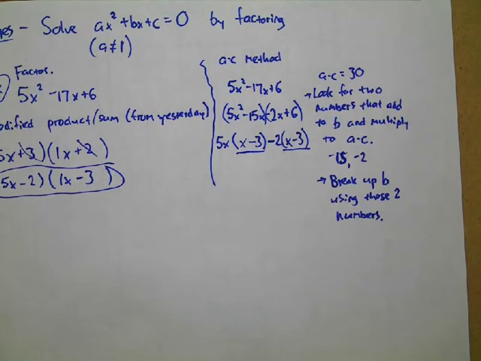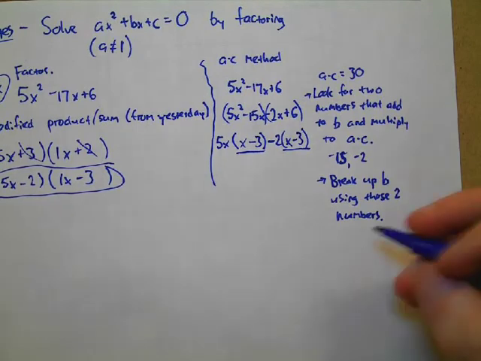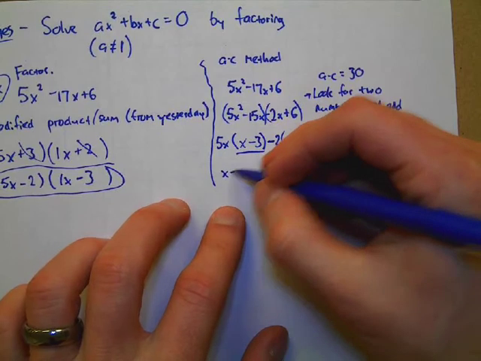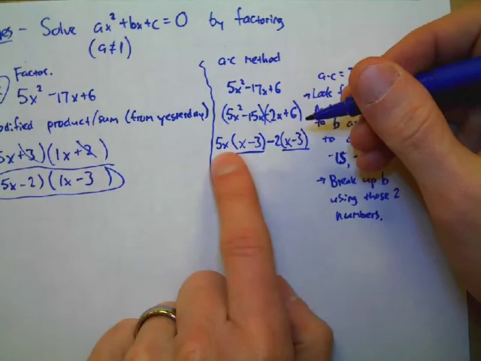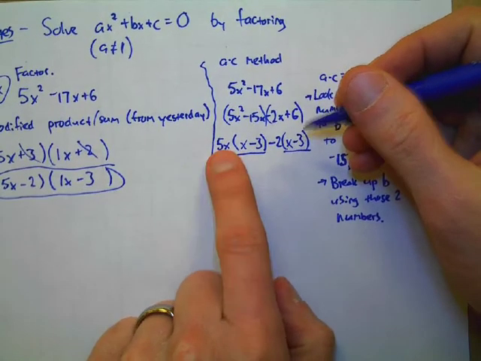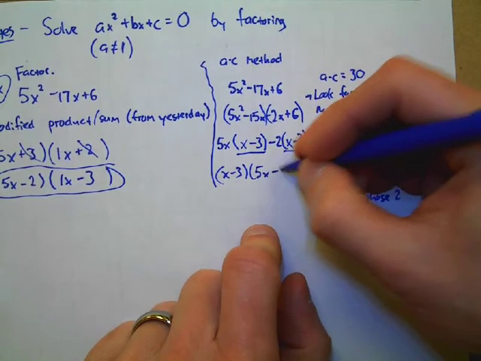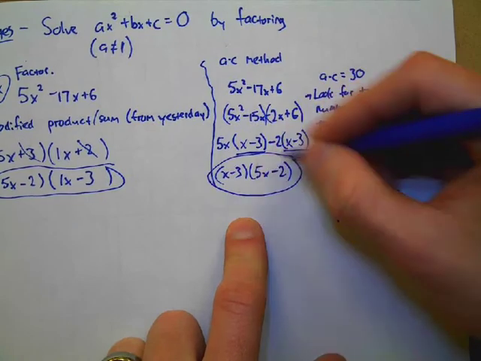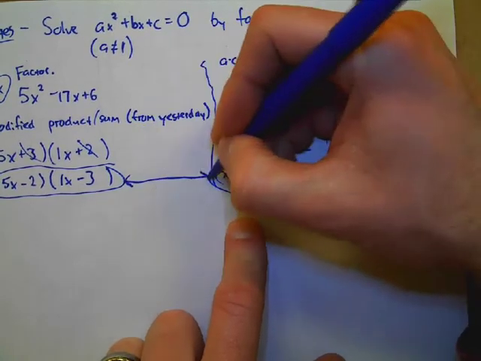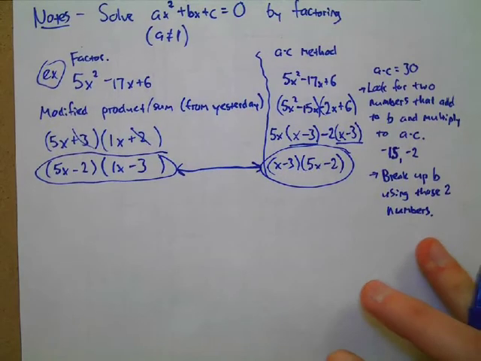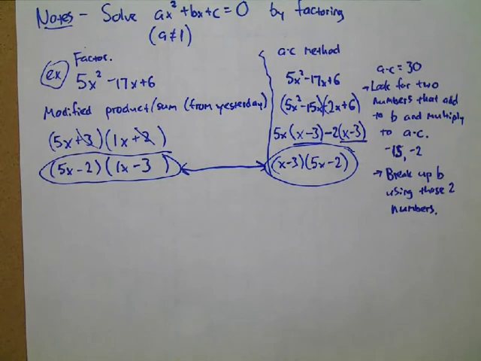And they are. So now we can take those out. Take out an x minus 3 from both. If I take an x minus 3 out of here, I'm left with a 5x. If I take an x minus 3 out of here, I'm left with that minus 2. And hey, look at that. It's the same thing as what we had in the guessing and checking method. So that's the AC method.